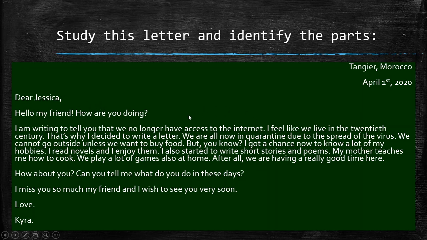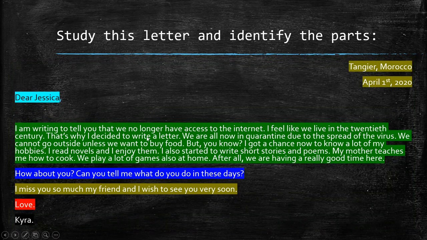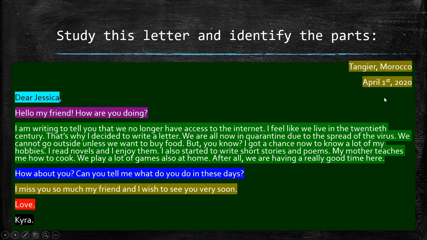Okay, so before we move on, this is the form of a letter, but we have to identify what is what, and what all the parts of the letter are. So I just colored them differently because each of them is a different thing. Okay, so we start with the first one. So this is what we have.